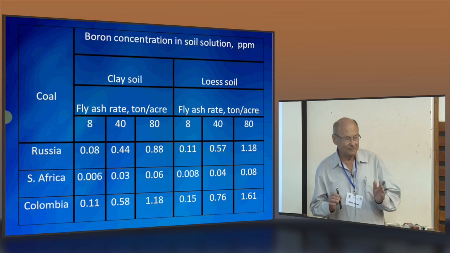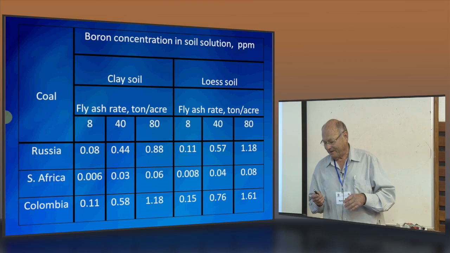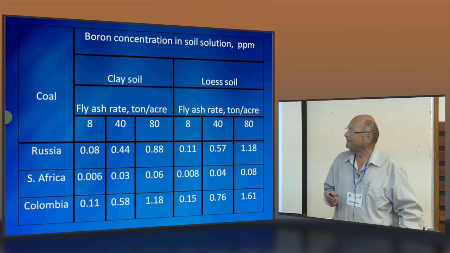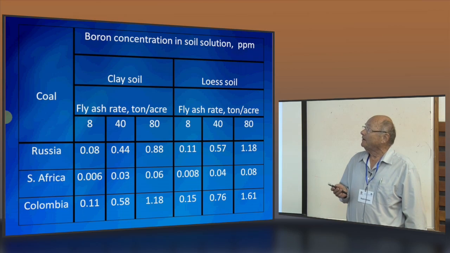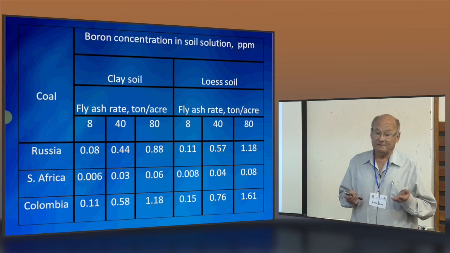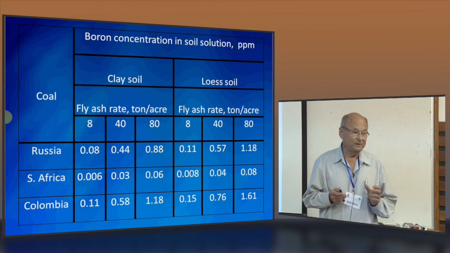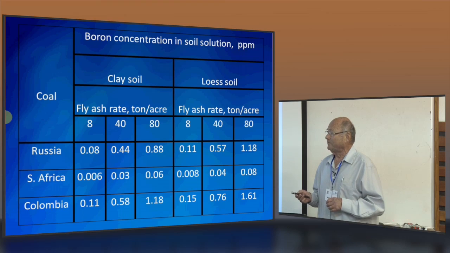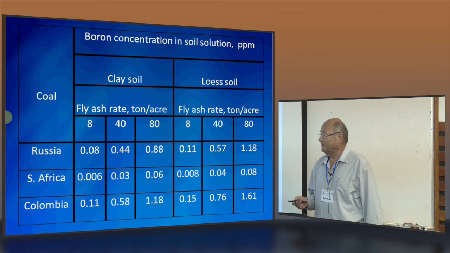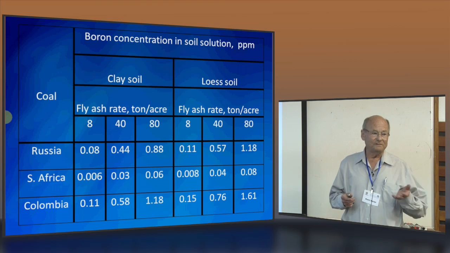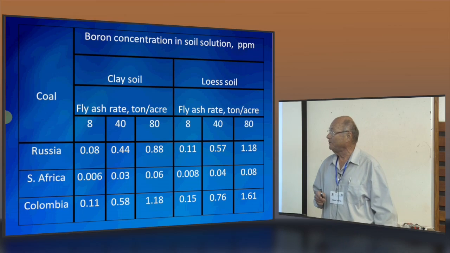Now I want to jump from theory to summarize very simple calculations. In this table, I analyzed three types of coals used in Israel. One is from Russia, one is from South Africa, and the other one is from Colombia. We do use others, but those are the main coals that we use in Israel.